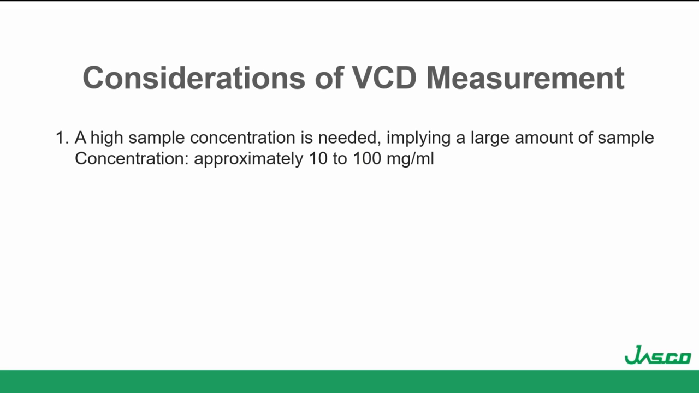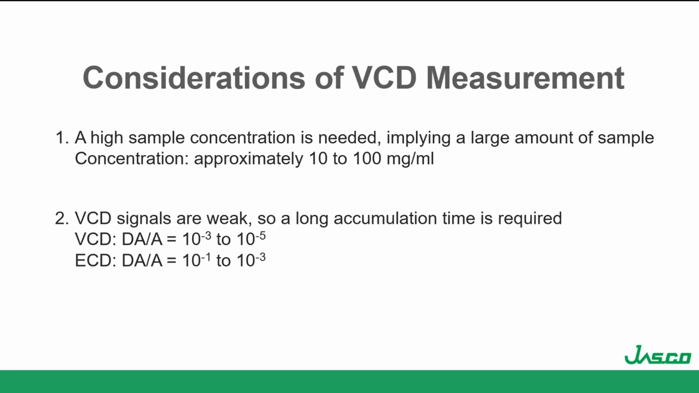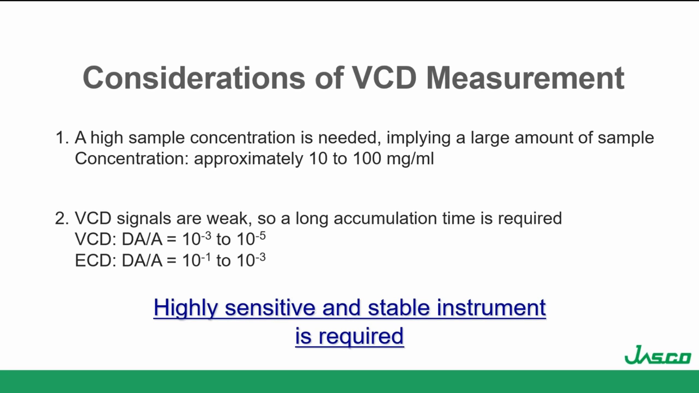Some of the considerations that should be kept in mind when doing a BCD measurement is that a high sample concentration is needed. That implies that you need at least 10 to 100 milligrams per milliliter. And also keep in mind that the BCD signals are very weak, so accumulation time is required. Actually, the signal intensity is more than two orders of magnitude lower than the ECD, and a highly sensitive and stable instrument is required.